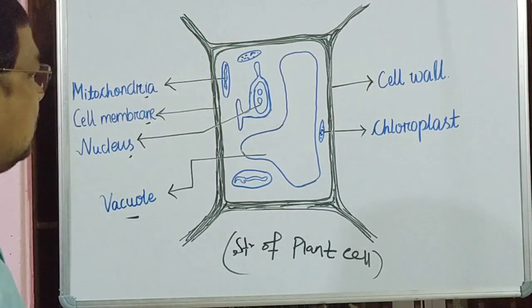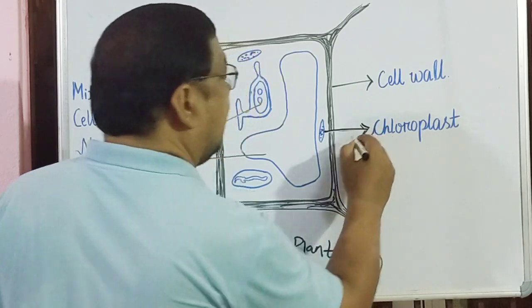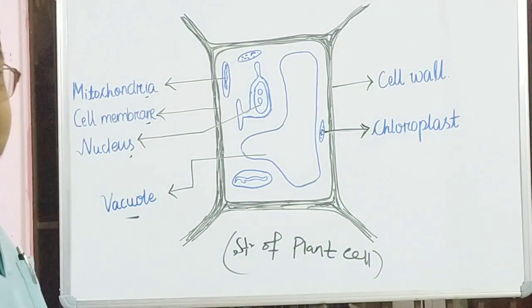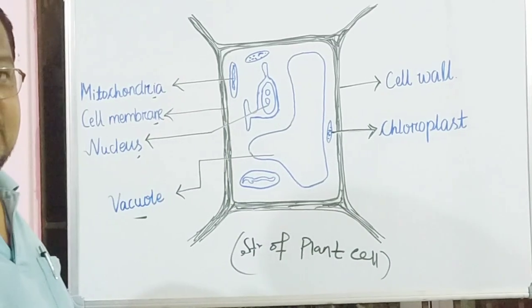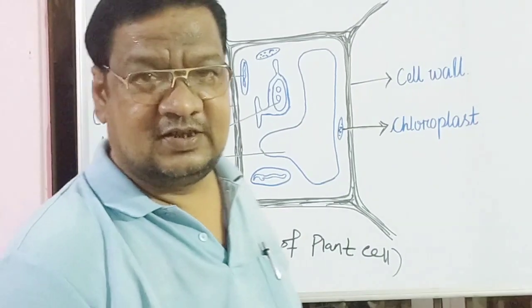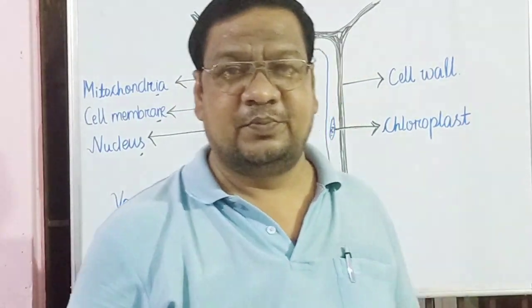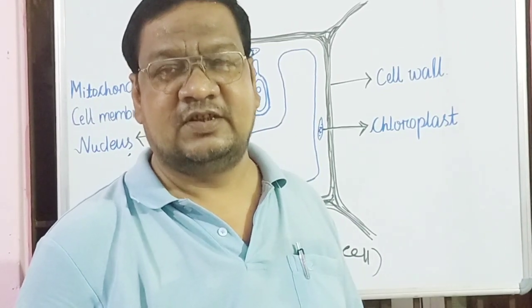What are the other things? Chloroplast. Chloroplast was not present in the animal cell. Why? Because the animal cannot photosynthesize. It cannot produce its own food. Plant can photosynthesize, so chlorophyll is required for it. That's why chloroplast is present for photosynthesis.